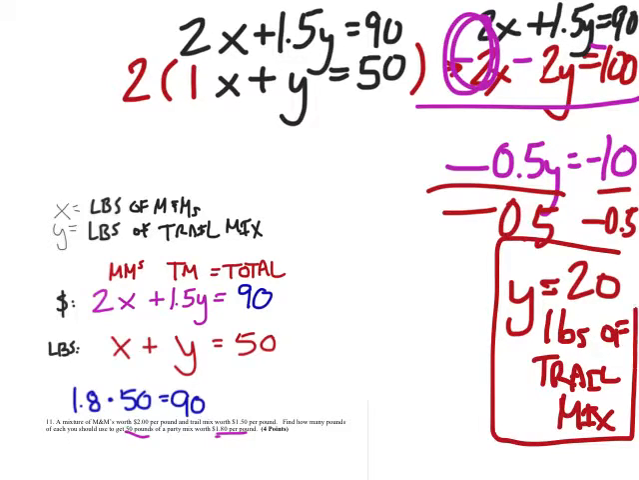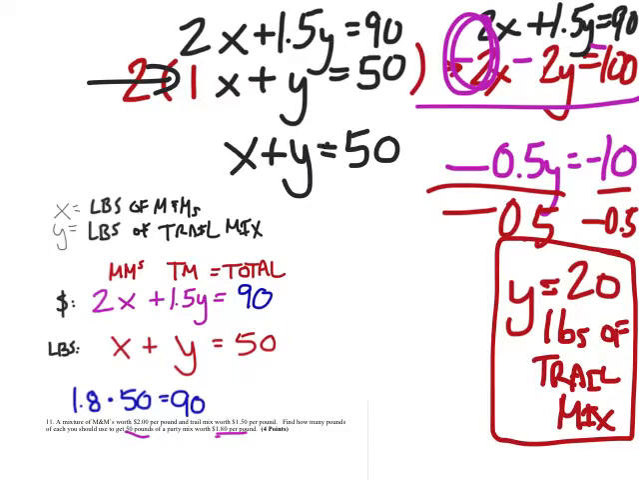Alright, so we have that part. Now what we need to do is solve for x, and we can see this bottom equation is going to be very easy to solve for x. So actually I'll rewrite this: x plus y equals 50. Now, replacing the y with the 20 pounds that we found it to be, you'll find after solving that x is 30. So we need 30 pounds of M&Ms.